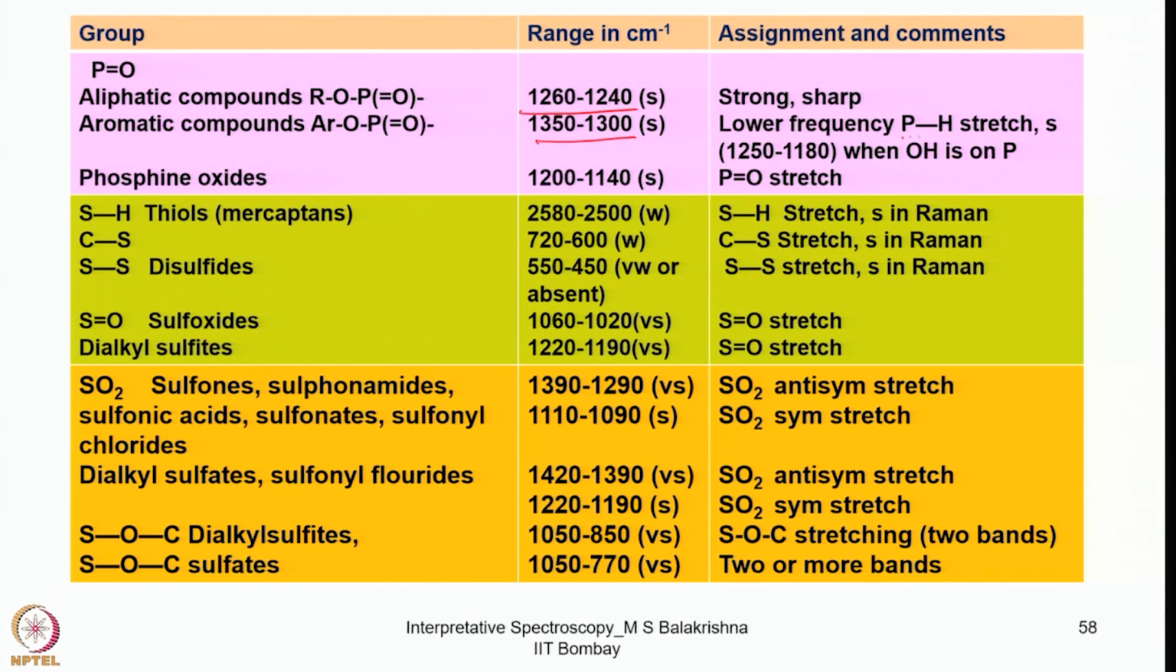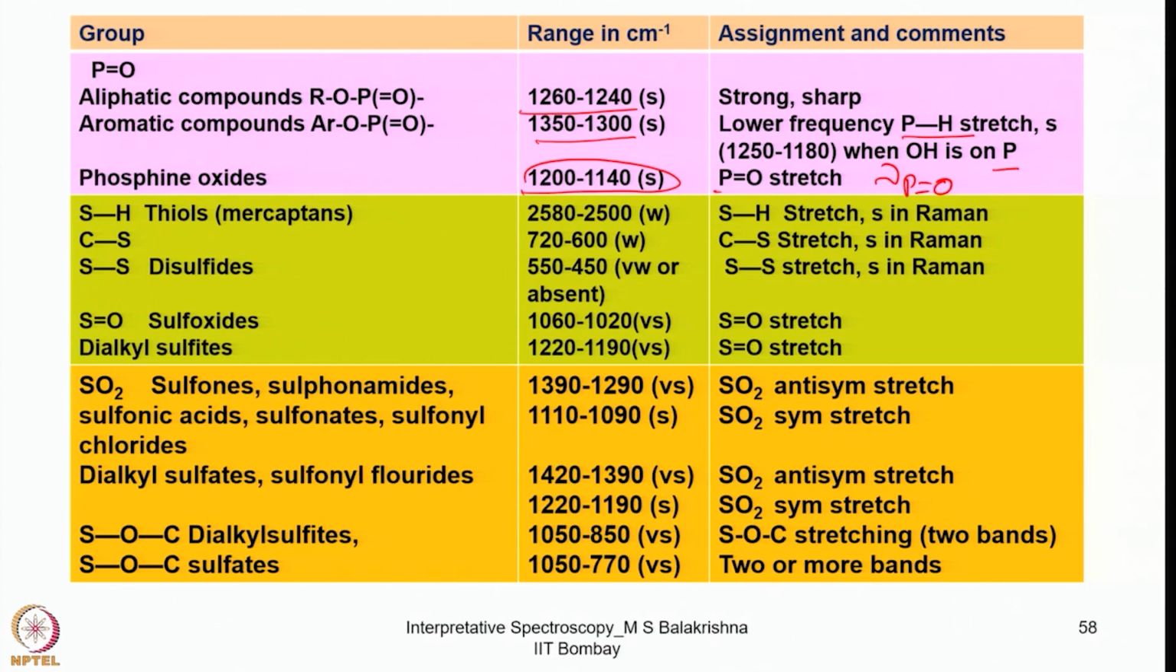A lower frequency PH stretch, and then 1250 to 1180 when OH is on P. And in phosphine oxides, typically it will be in the range of 1140 to 1200. This is for the PO. So sometimes we have phosphines, and after performing catalysis or something, they are converted into the corresponding phosphine oxides. Immediately one can look into IR and get some idea why catalytic activity has come down or reduced. Maybe the phosphine present in the catalyst is decomposed, or it has come out of the metal in the form of a phosphine oxide.